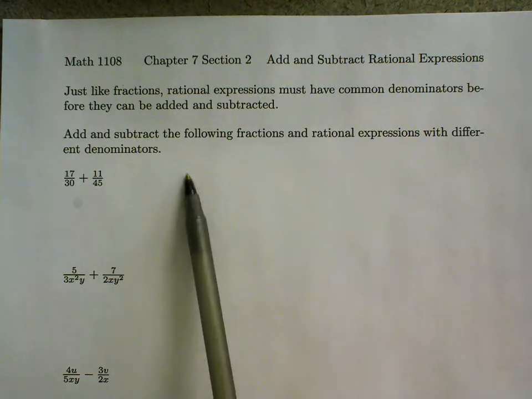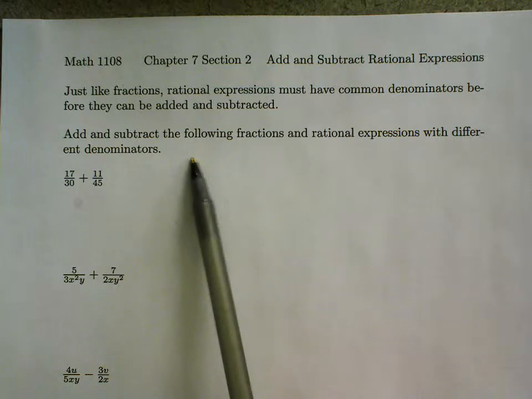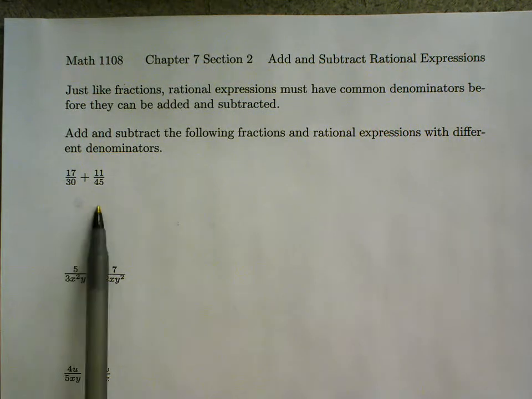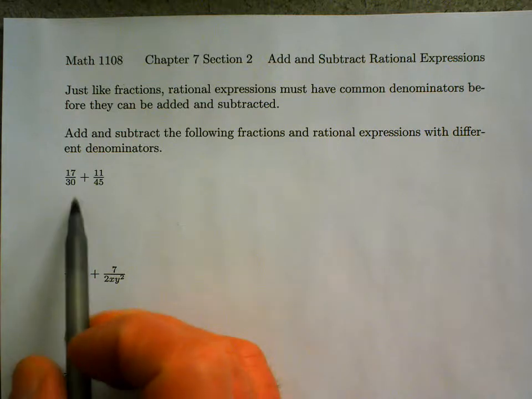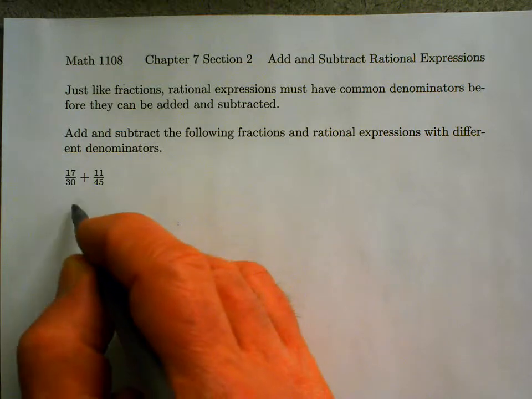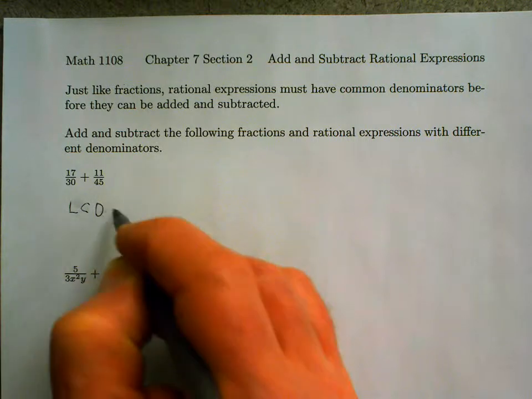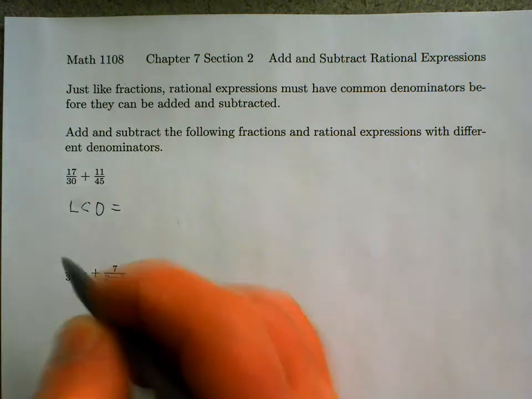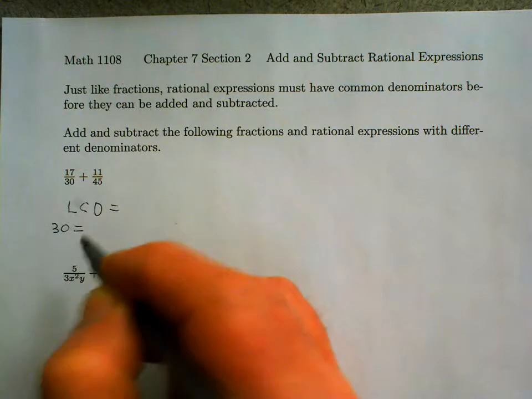So we'll practice a few additions and subtractions involving fractions and rational expressions. If they have different denominators, before we can add or subtract, we have to have a common denominator. So these two denominators, 30 and 45, well, we need to find a least common denominator. And we can find a least common denominator if we use the factorizations of 30 and 45.